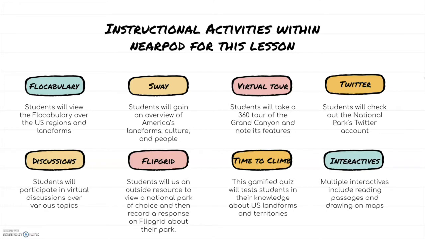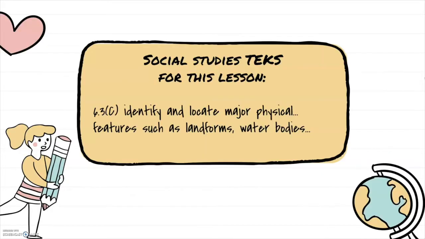For their app smashing components, the students have embedded in this project vocabulary, Sway, they'll take a virtual tour, they'll look at a Twitter account. They do not need to have a Twitter account to look at this. They'll participate in some virtual discussions, do a Flipgrid, compete in a Time to Climb, which is a gamified quiz through Nearpod, and then do some interactives, drawing on maps and reading activities.